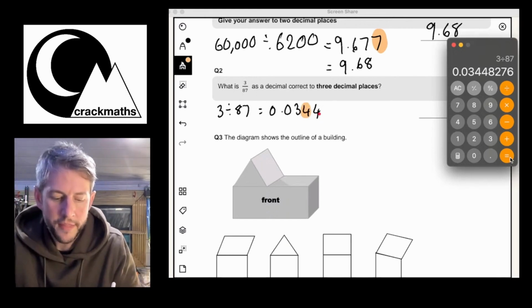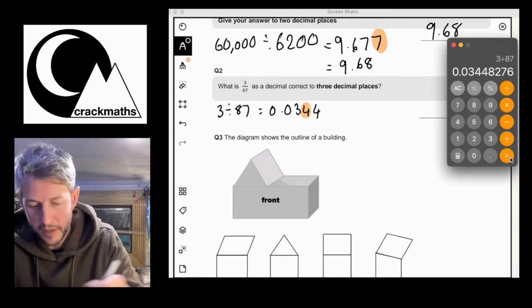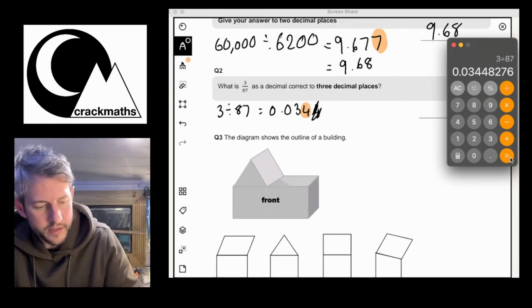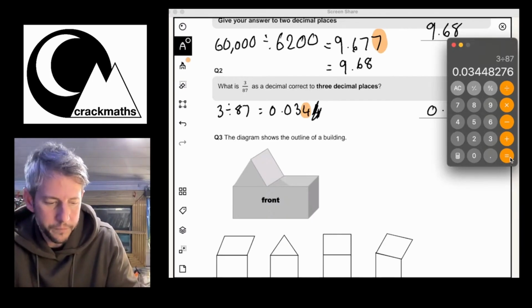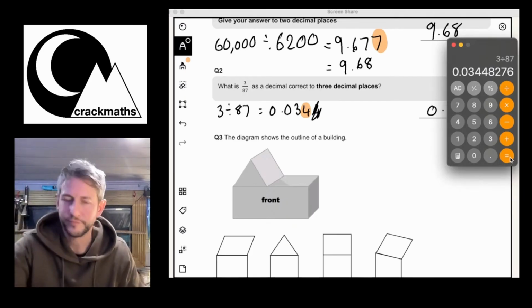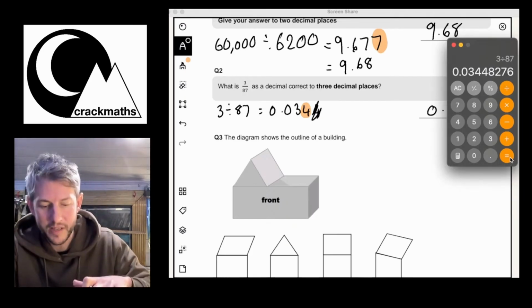So to 3 decimal places will mean that this is the last number. That 4 is less than 5, so that means we just ignore it. So this answer will be 0.034. Okay, let's move on to question 3.